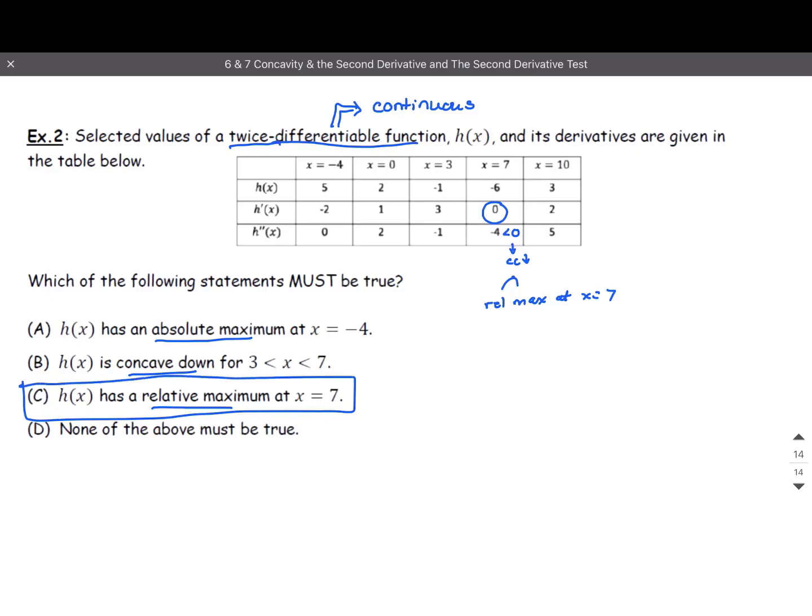Now, why don't the others work? An absolute maximum at x equals -4. This is talking about when the second derivative is 0. That's not going to tell us maxes and mins. For B, concave down from 3 to 7. It is true that the second derivative is negative at 3 and negative at 7, but I have no idea what's going on in between 3 and 7, so I cannot make that assumption. And we know it's not D because we already showed that C is true.